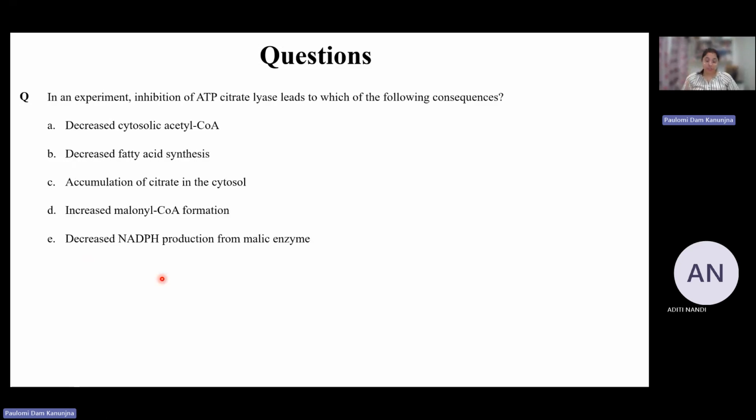Fantastic. Okay, next one. Now, this one says in an experiment, you are inhibiting ATP citrate lyase. Citrate lyase or ATP citrate lyase, which is the same. So, if there is ATP citrate lyase inhibition, what will be the consequence? I told you what citrate lyase does. So, if citrate lyase is not acting, what will not happen and what can it lead to?